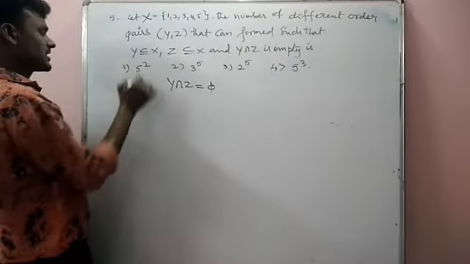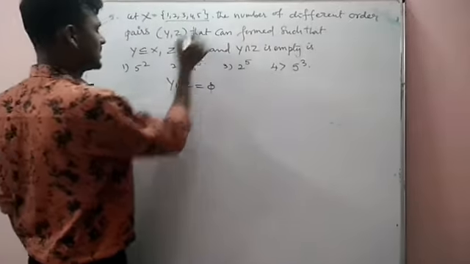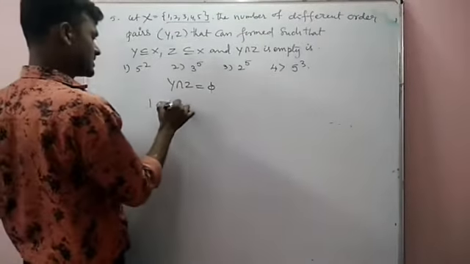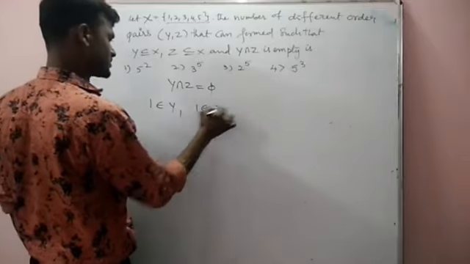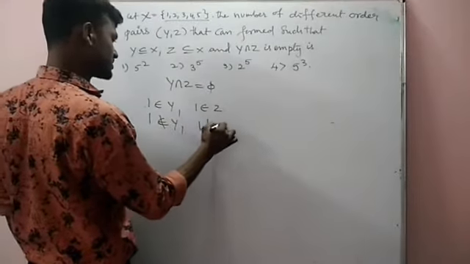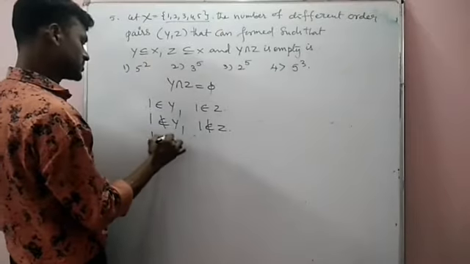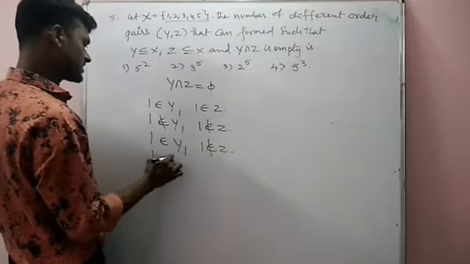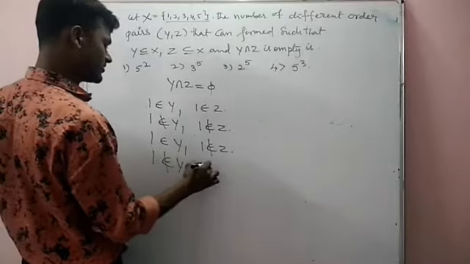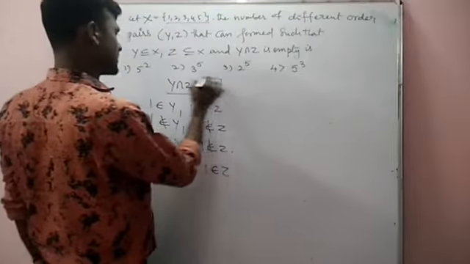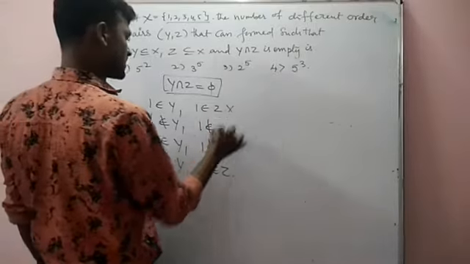Here, suppose we take one element in this set X. One belongs to Y and also to Z. One does not belong to Y, and one does not belong to Z. One belongs to Y and does not belong to Z. One does not belong to Y and belongs to Z. Here the intersection part is nonempty, so don't take this case.